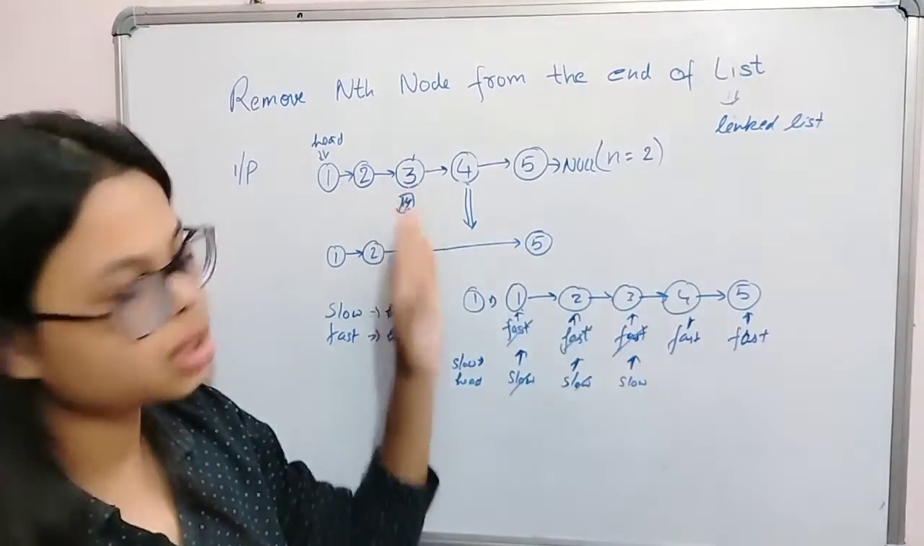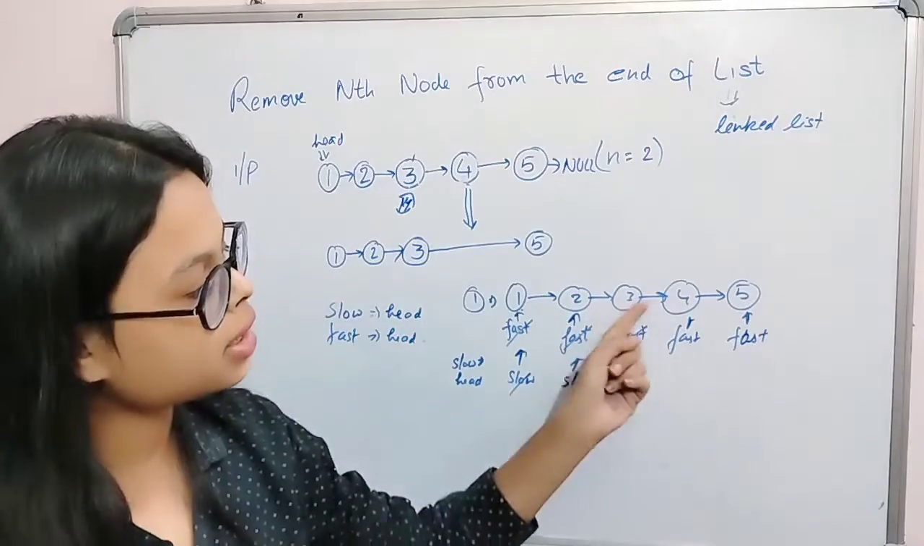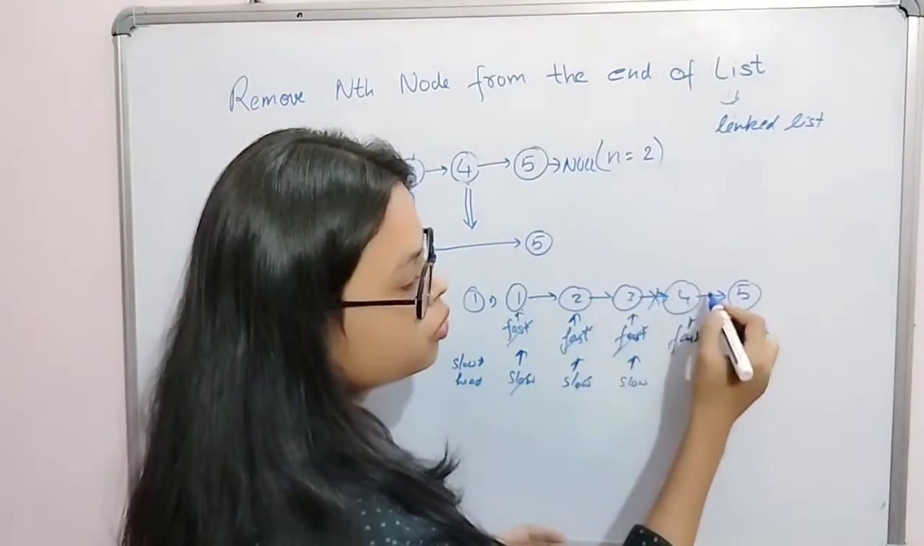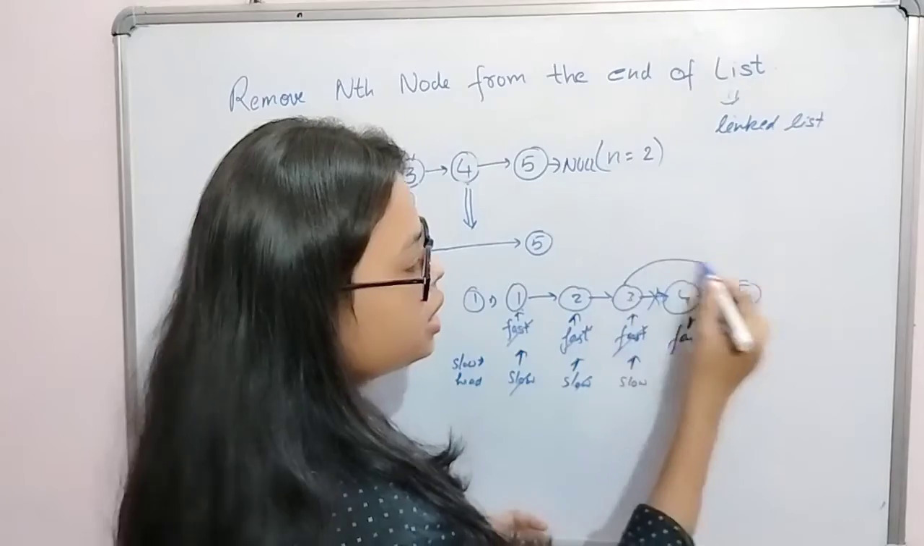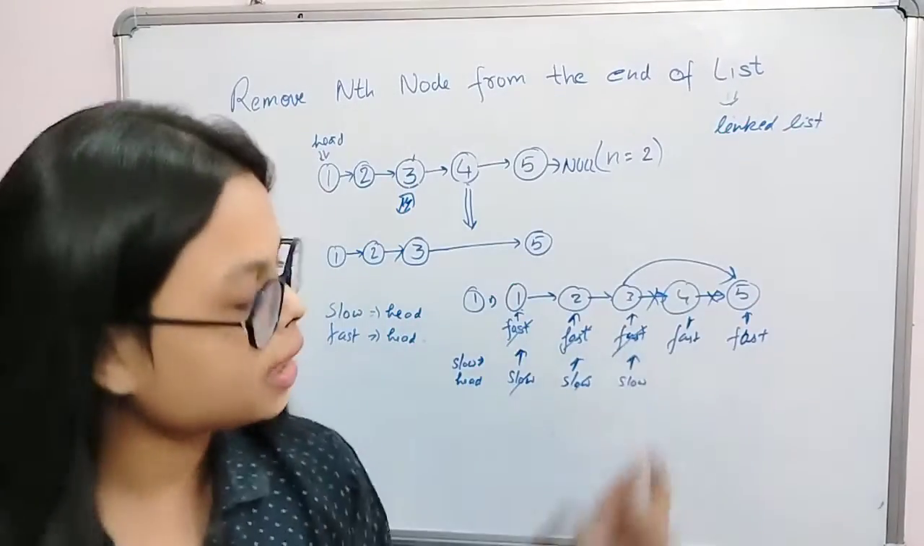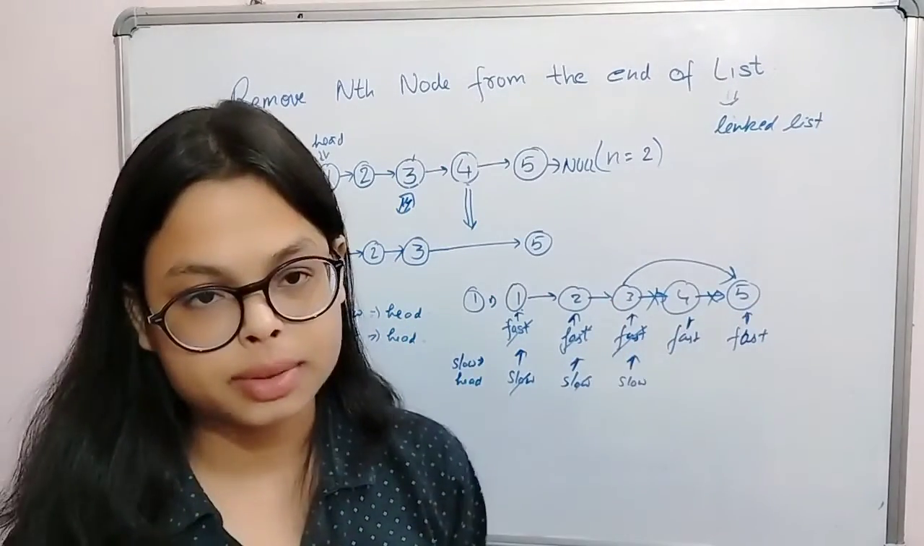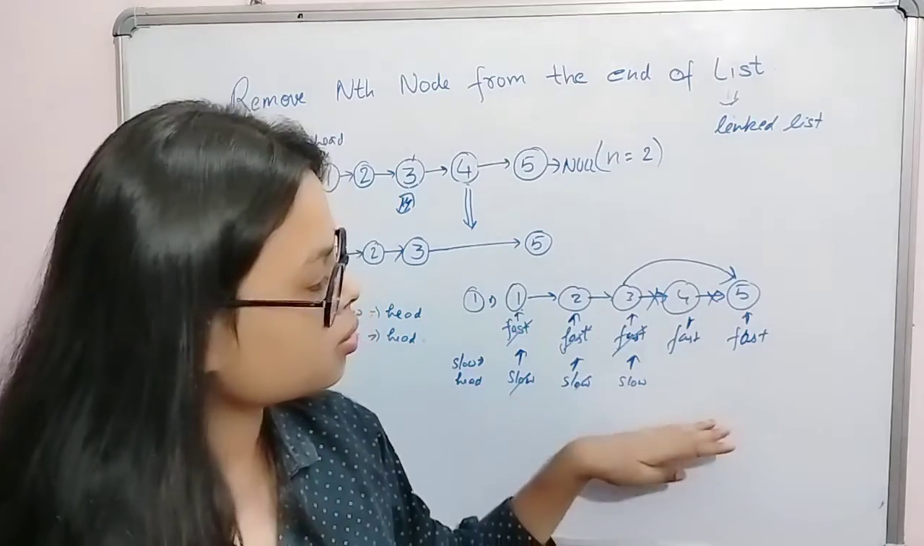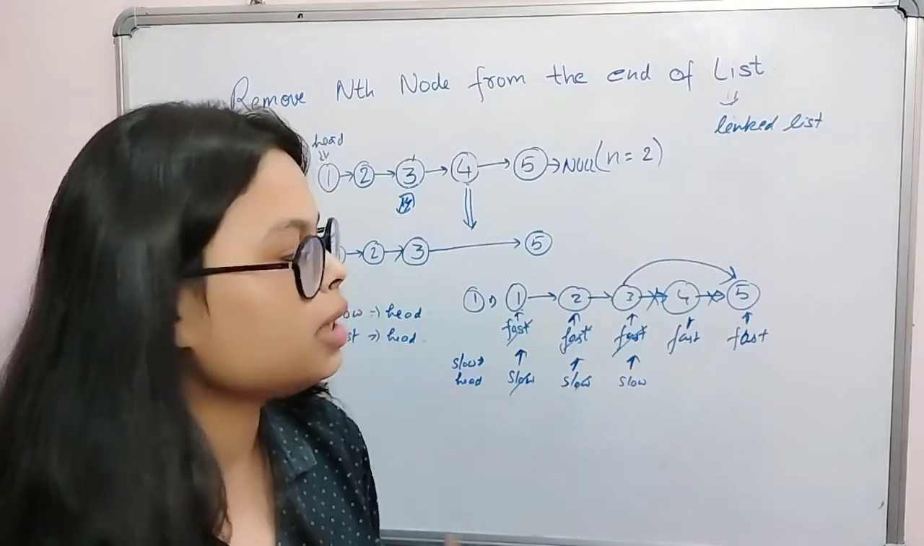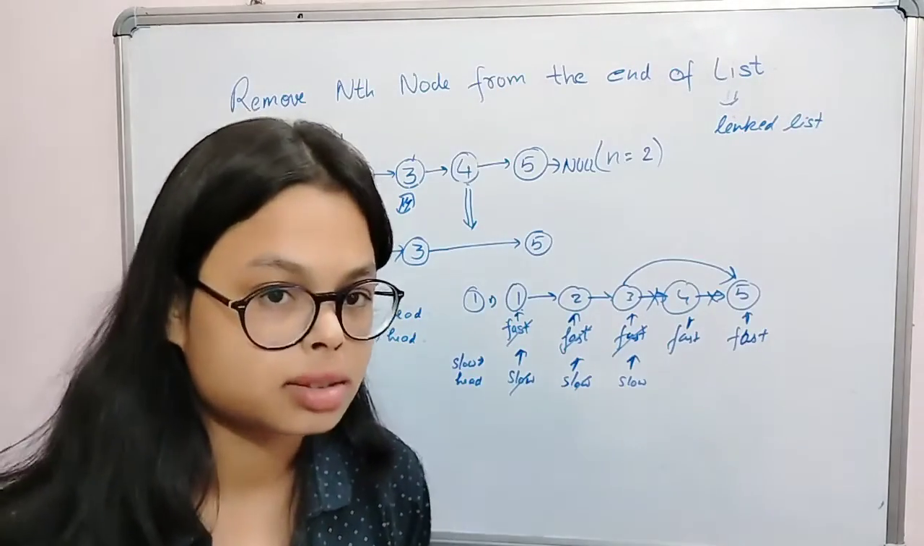We wanted this 3 so that we can remove this link and directly link the 3 with 5. So this is pretty much clear. Now let's talk about the edge cases.